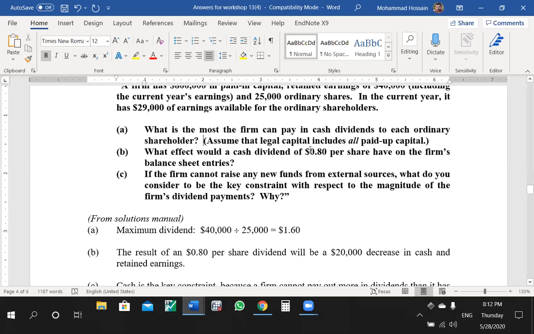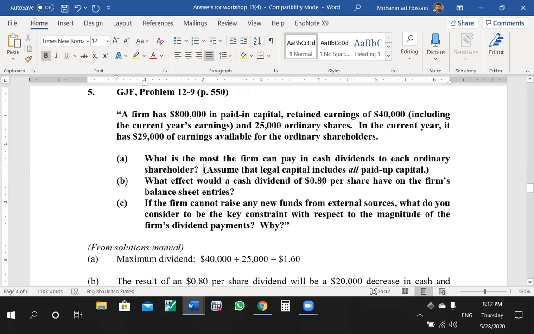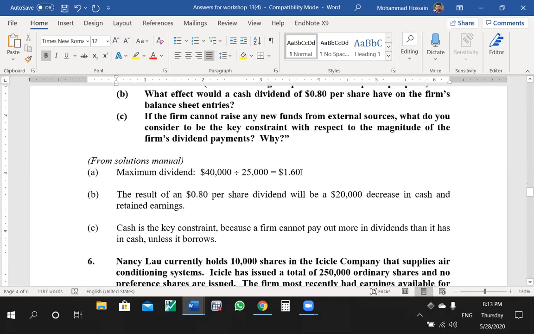So how much can they pay? They can even pay the whole $40,000. If it is $40,000, they can distribute it among whom? Among 25,000 shareholders. So 40,000 divided by 25,000 is $1.6 for each.